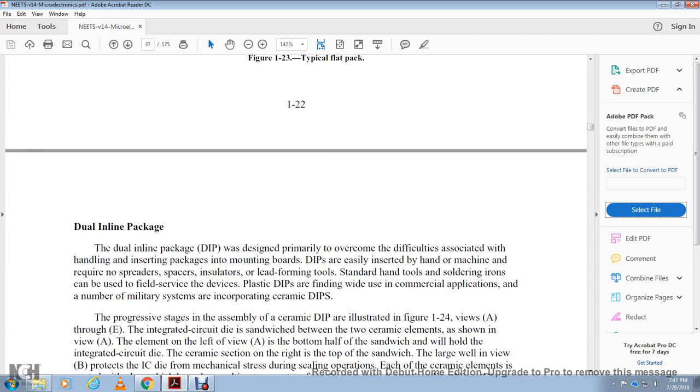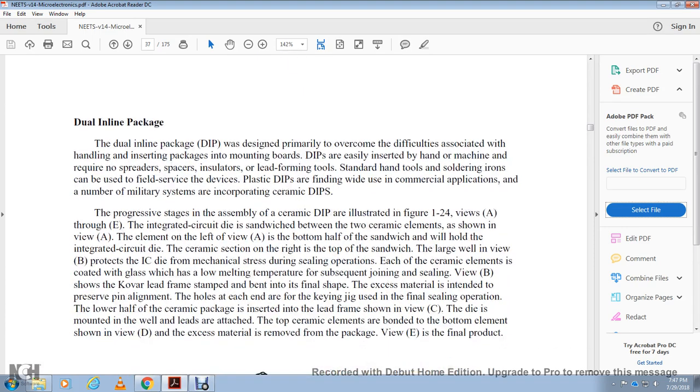Okay, dual inline package. The dual inline package was designed primarily to overcome the difficulties associated with handling and inserting the package into the mounting board. The dual inline package is easily inserted by hand or machine and requires no spreading of the leads, no special lead forming tool, and no special tools. Soldering irons can be used on the surface of the device. The plastic dual inline packages are widely used in commercial applications, and a number of military applications incorporate the ceramic dual inline package.